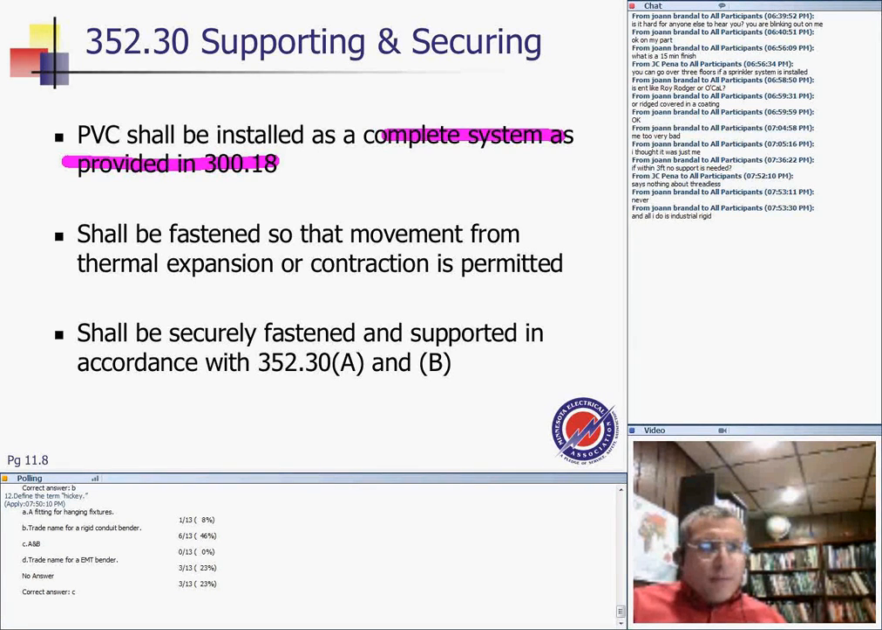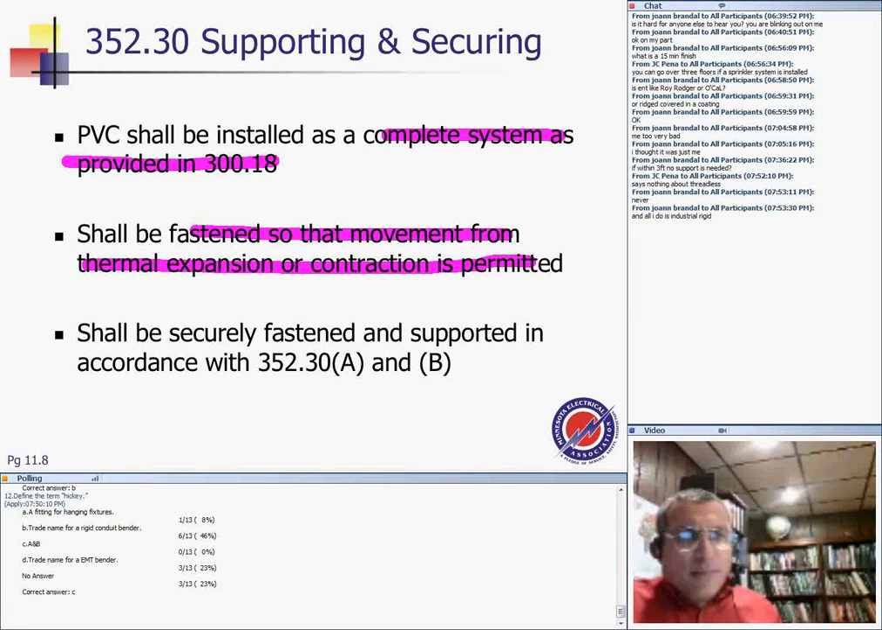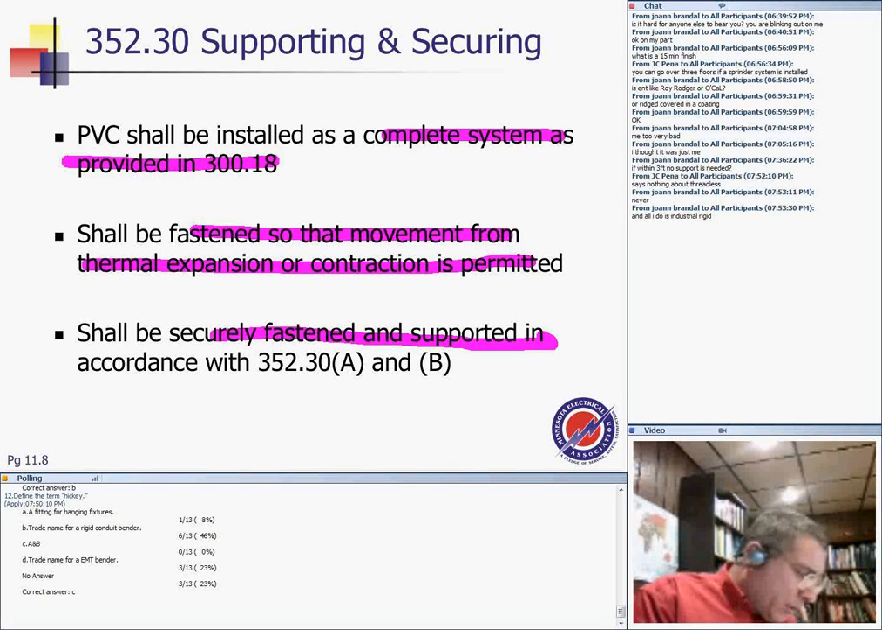It shall be fastened, so the movement from thermal expansion, these are interesting. You have thermal expansion. So it fastens, so the movement from thermal expansion or contraction is permitted. And they have the support. Let's go with the support, guys.